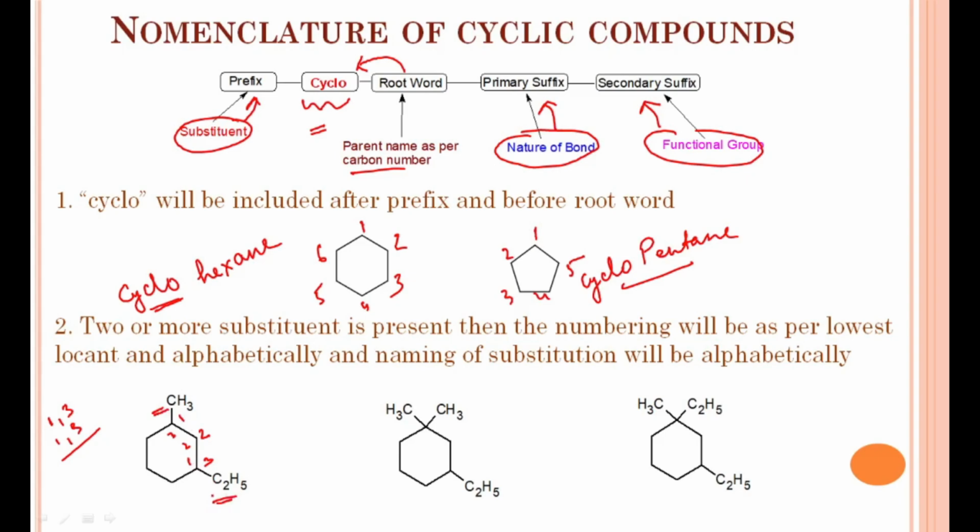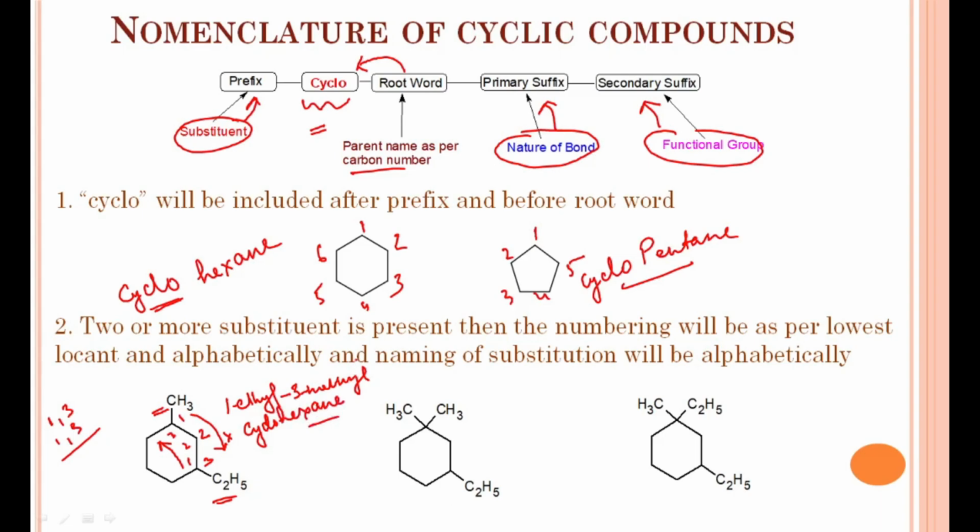So ethyl comes first alphabetically, so you have to follow this numbering process. This is wrong. So what will be the name? 1-ethyl-3-methylcyclohexane. So this will be the name.